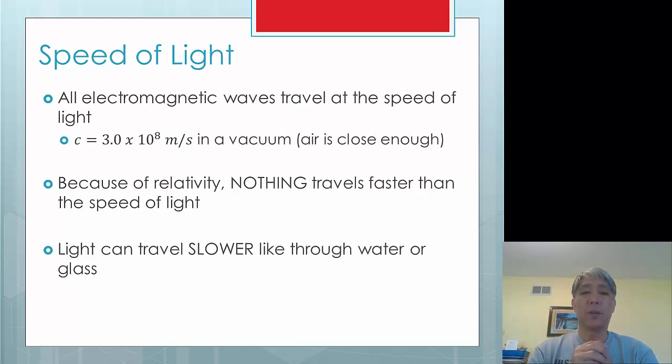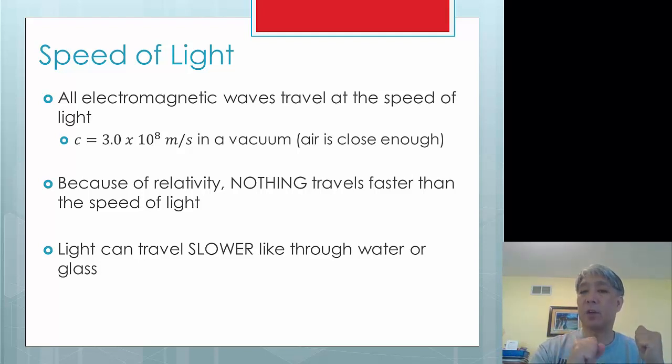Okay, so the speed of light. All electromagnetic waves travel at the speed of light, which happens to be 3 times 10 to the 8th meters per second in a vacuum. And air happens to be very, very close to the same speed. But because of relativity, which you may learn about next year, nothing travels faster than the speed of light. Light can travel slower through various mediums like water or glass, but it doesn't travel faster.